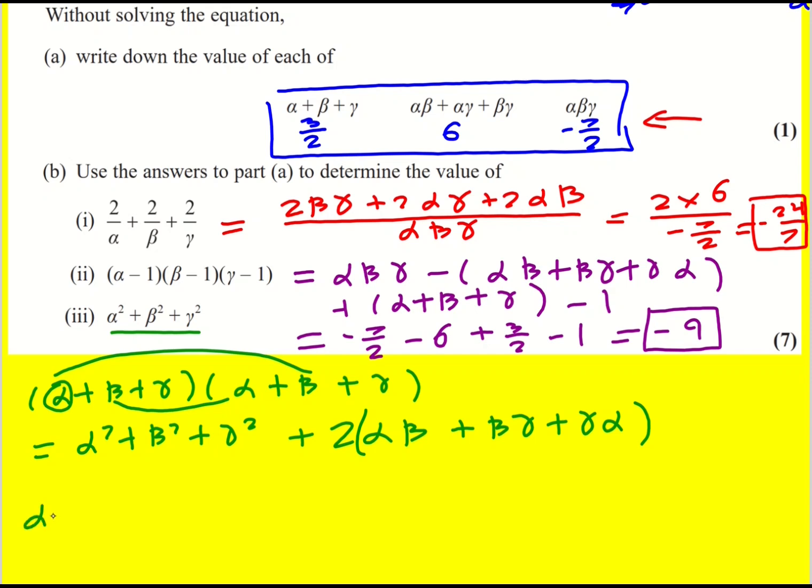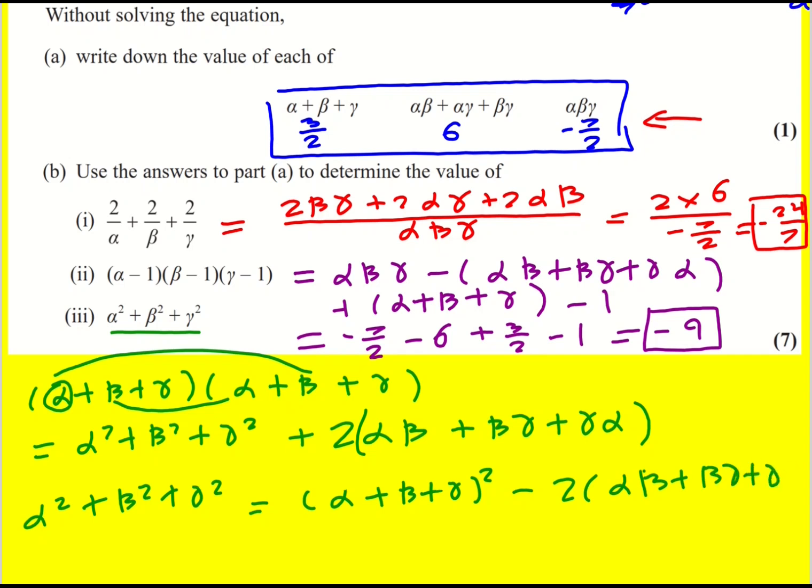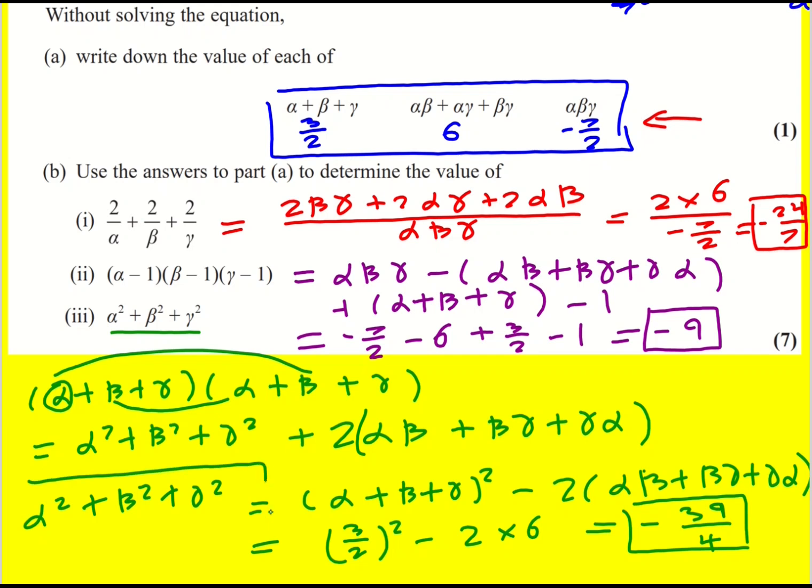So what that means is alpha squared plus beta squared plus gamma squared is going to equal alpha plus beta plus gamma all squared minus 2 lots of alpha beta plus beta gamma plus gamma alpha. And we know what each of these is. We've got 3 over 2 squared minus 2 lots of 6. That's 9 over 4 minus 12. This ends up giving us minus 39 over 4. Good job.